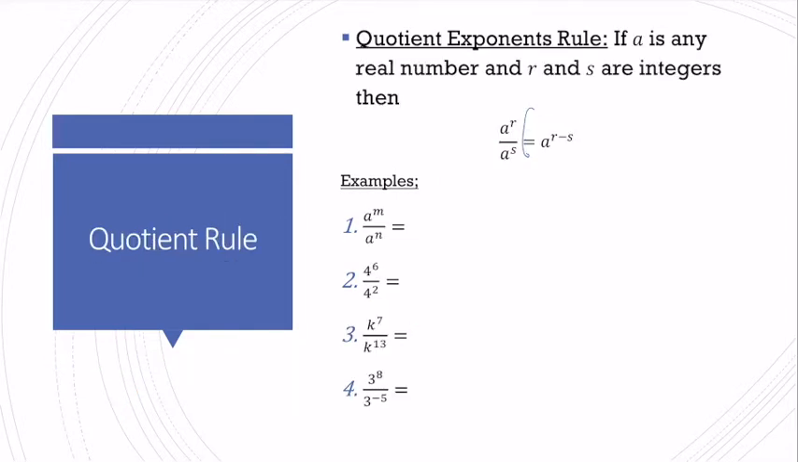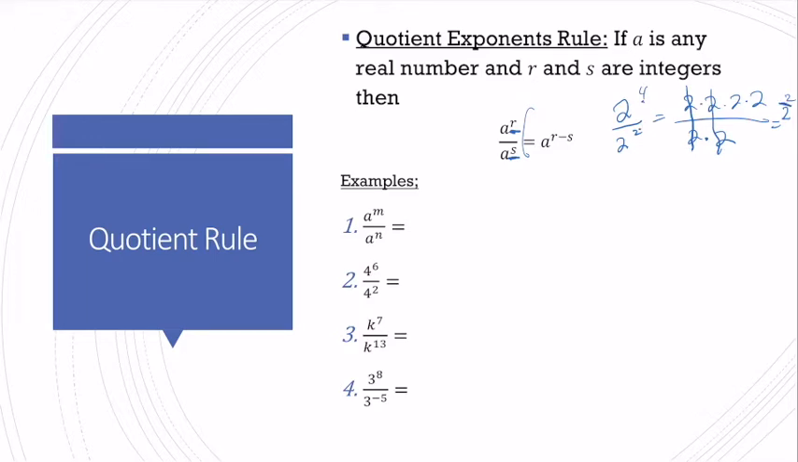Our quotient rule states if I have any two exponents with the same base, I subtract the exponent in the denominator from the exponent in the numerator. So let's see why this works. Let's say I had 2 to the 4th over 2 squared. Well, I know that these two 2's are going to cancel, and so are these. So I'm left with 2 squared. Well, that's the same as 4 minus 2.